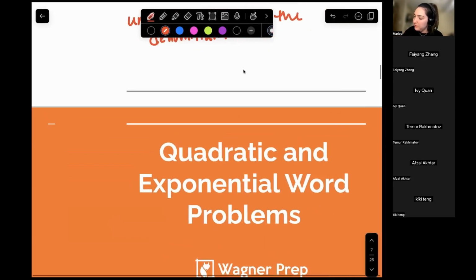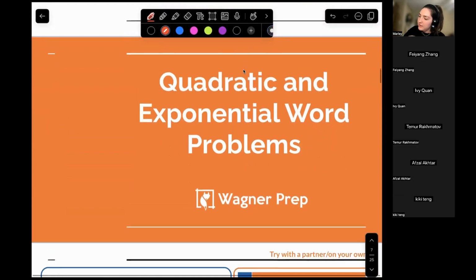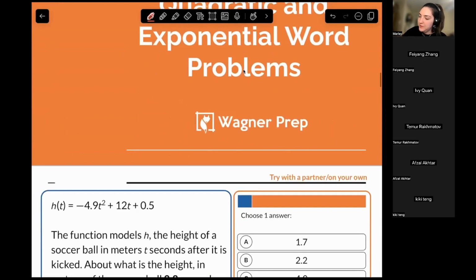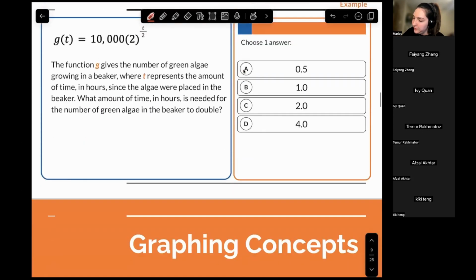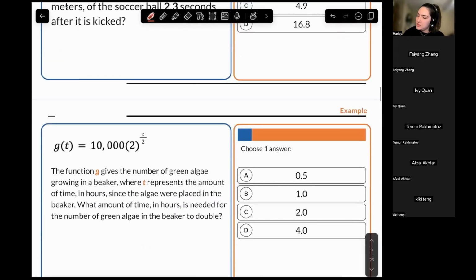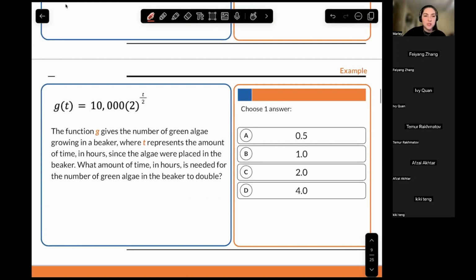Why is this not zooming out? Okay. Quadratic and exponential word problems. So I just put these in here. I believe if you guys are in the in-person class, we have done these ones before, but let's just take a look at this one, the exponential one, because I'm pretty sure I have some quadratic word problems towards the end. So this one is saying it's a function g.